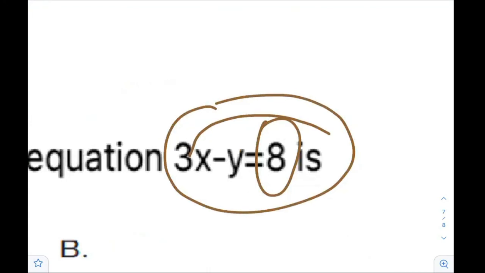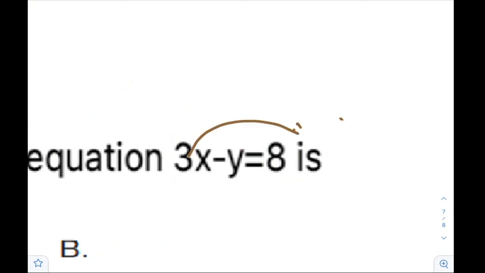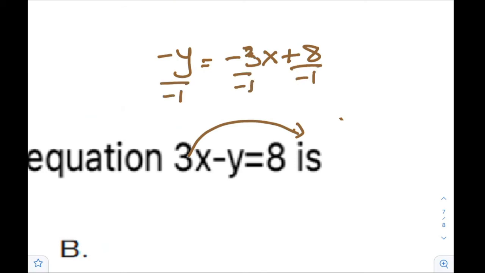So first of all, I will take the 3 there. Minus y is negative 3x plus 8. This is not negative y. We need y, so I will divide everything by negative 1. So my y is 3x minus 8.